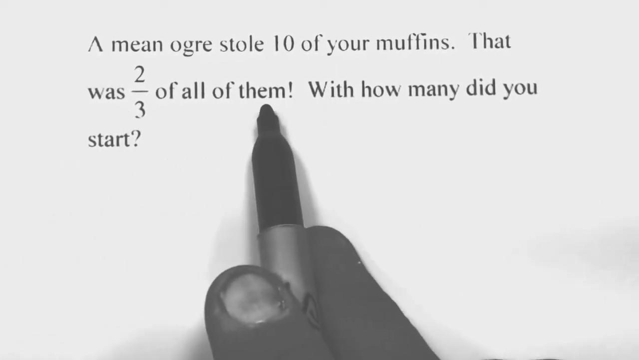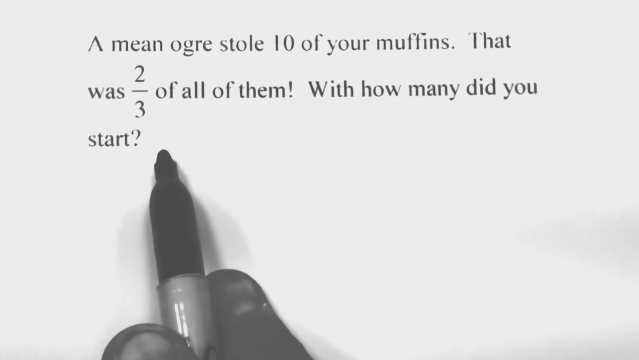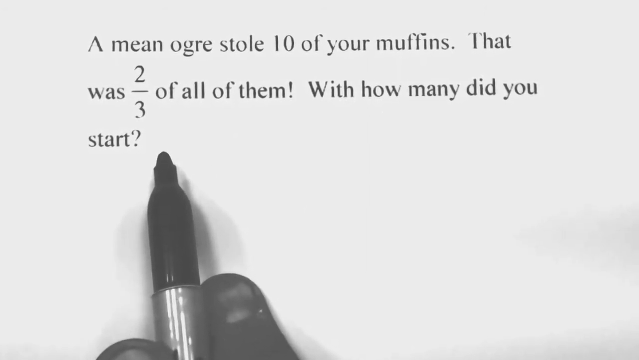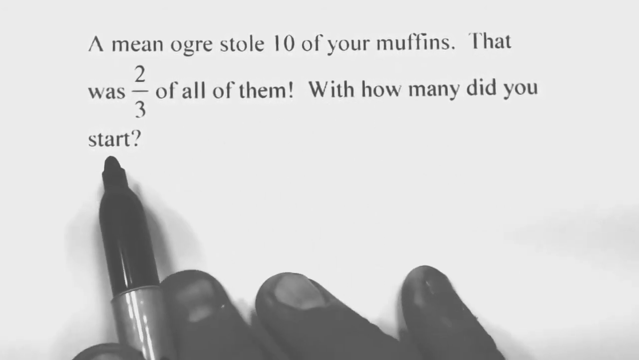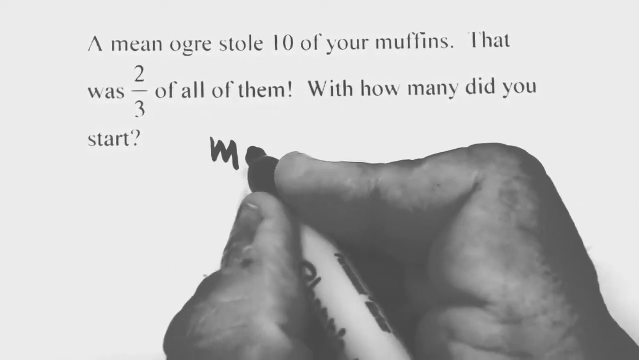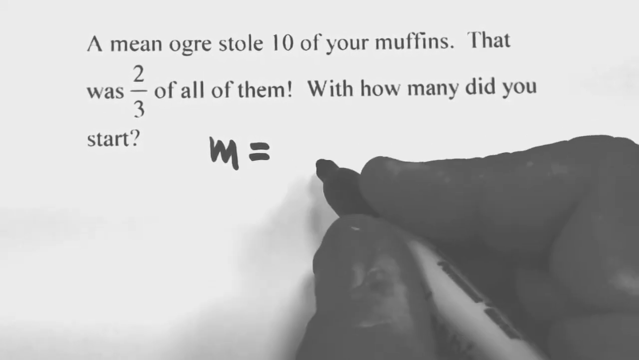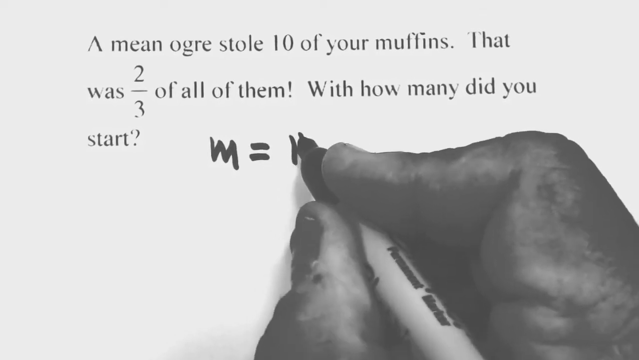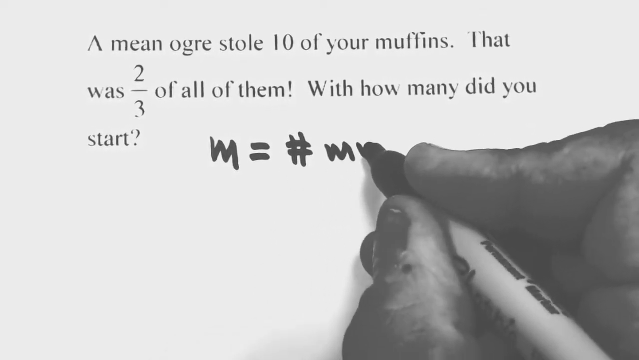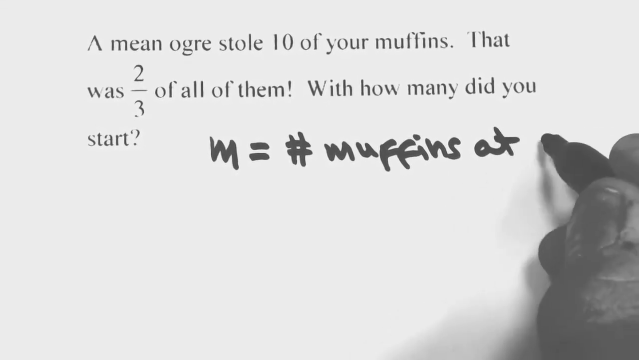That was 2/3 of all of them. With how many did you start? Okay, well, they want us to figure out how many muffins you had to begin with. So a good thing to do is always define what your variable is. Let's use M for muffins. So M is going to be the number of muffins at the start.